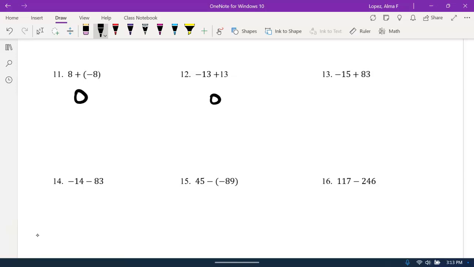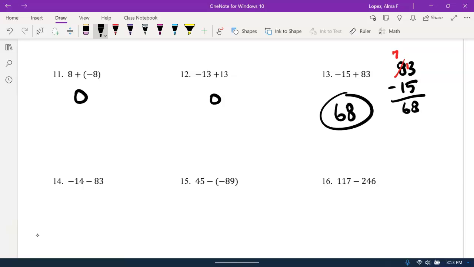-15 plus 83. If I have two different signed numbers, I'm going to subtract them and keep the sign of the larger. So I know my answer is going to be positive. Now, I'm going to have to borrow on this one. So I'm going to borrow from the 8, leaves behind a 7, give the 10 to the 3. Now, 13 minus 5 is 8, and 7 minus 1 is 6. And I know it's positive because the larger number is positive.